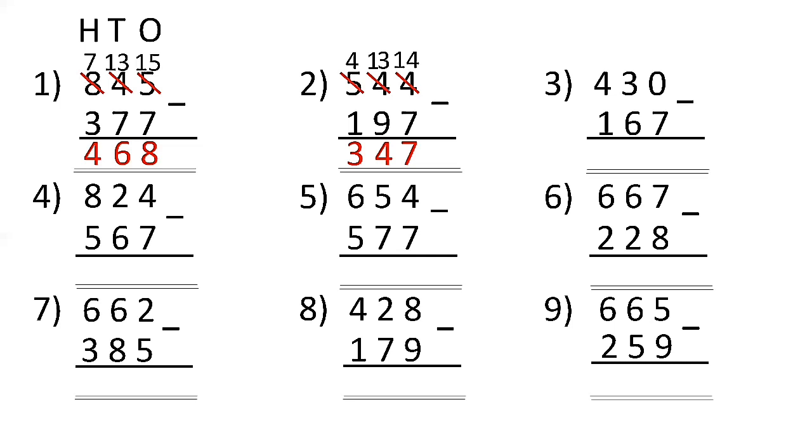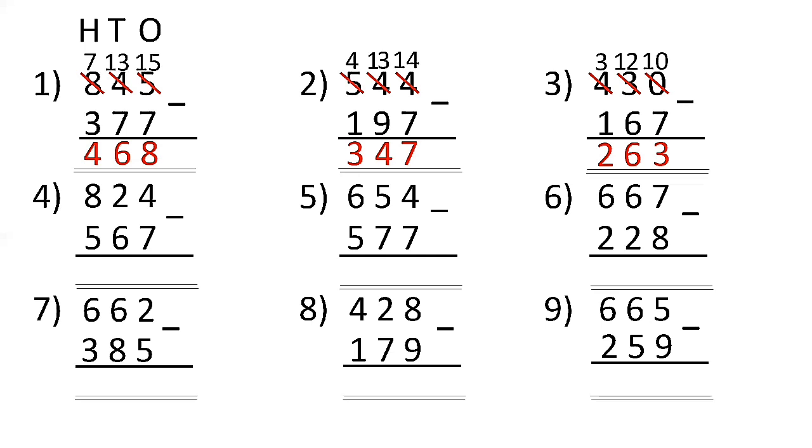Number 3, 430 minus 167. 0 minus 7 cannot be, so we need to borrow. 3 becomes 2, and 0 becomes 10. 10 minus 7 is 3. 2 minus 6 cannot be, we need to borrow in hundreds place. Cancel 4 becomes 3, and 2 becomes 12. 12 minus 6 is 6, and 3 minus 1 is 2. So our answer is 263.